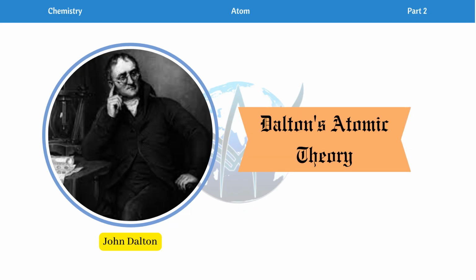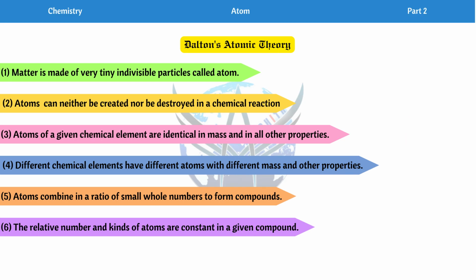Now what is this Dalton's atomic theory? Under Dalton's atomic theory, we have various postulates. There are many postulates, so let's look at what they are. So number 1, we have matter is made of very tiny indivisible particles called atoms. As we discussed in the last class, matter is made up of tiny particles, and these tiny particles are indivisible, we cannot divide them.